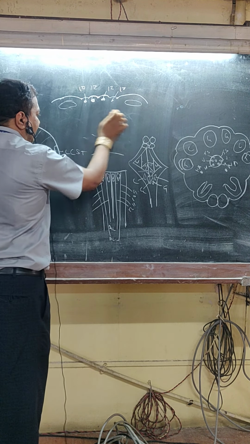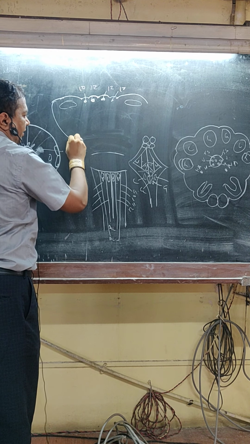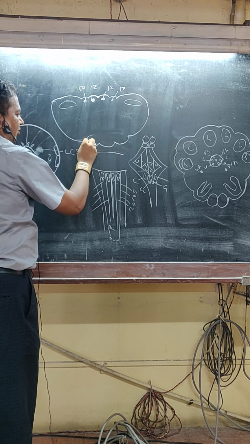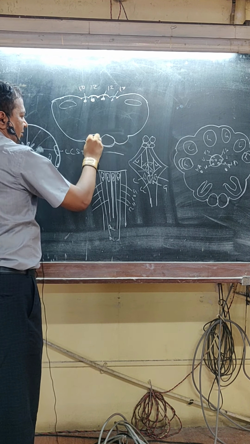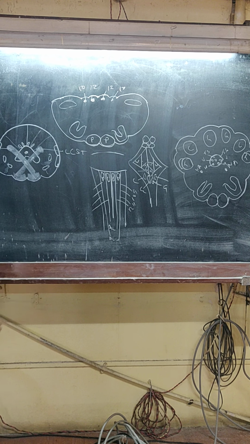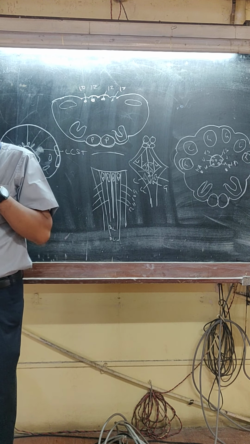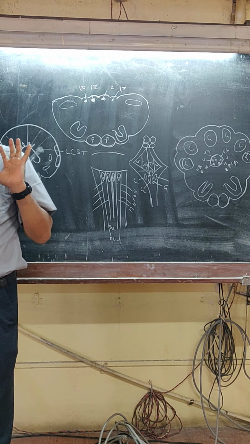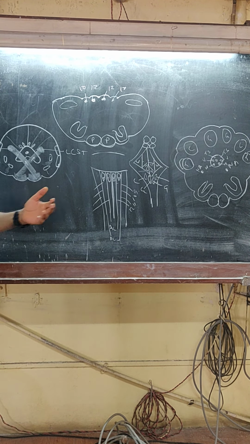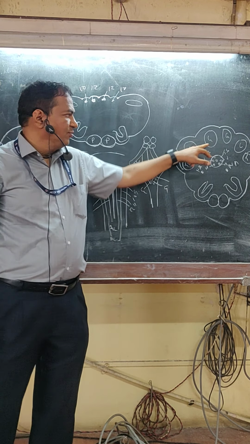Now what is there anteriorly? Anteriorly again two elevations. What are these two elevations? Pyramid and olive. So at least this should go in your head, that whenever we are drawing a section of medulla, pyramid and olive are anterior. And in the lower or middle section, nucleus gracilis and nucleus cuneatus are posterior.